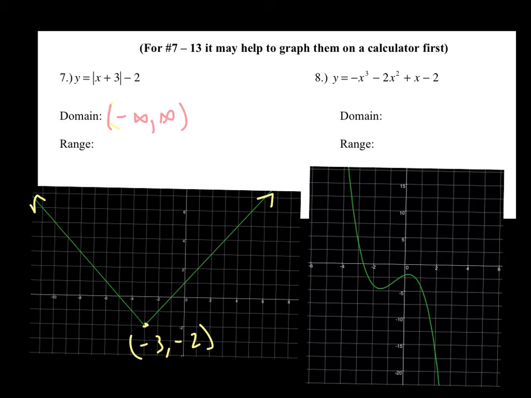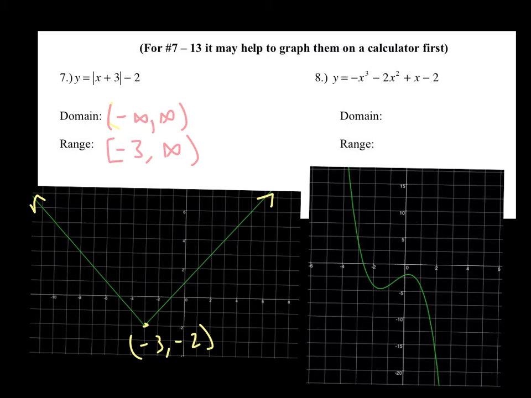Now range, from the lowest point to the highest point, the lowest point it's ever reaching is that -3, which is part of our function, and then it continues up to positive infinity. So that would be it.